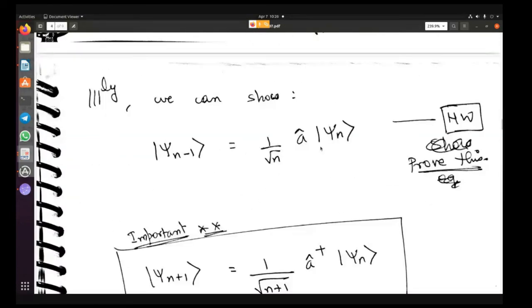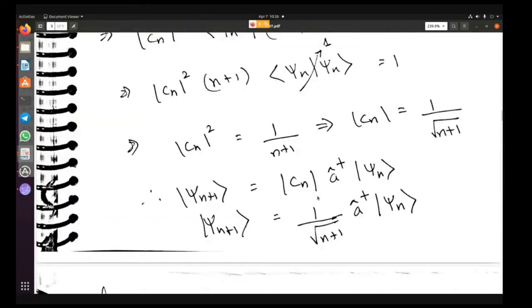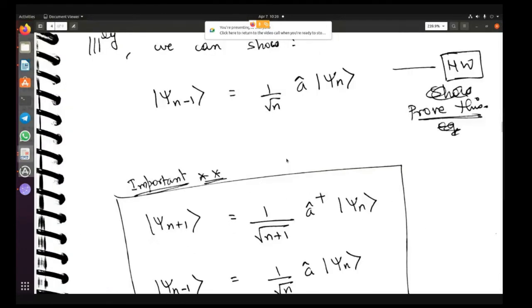All right, so this is your homework. Any questions up to this point? We have not done anything new here. We've just used the previous formulas that we derived in the previous class and got the normalization constant for psi n plus 1. All right. Let me know if you have any questions.